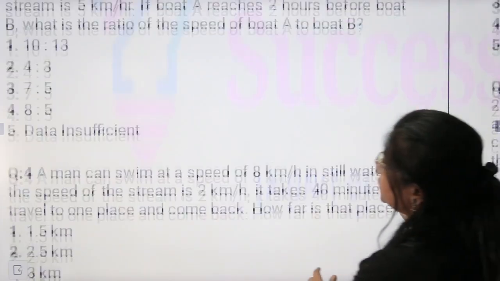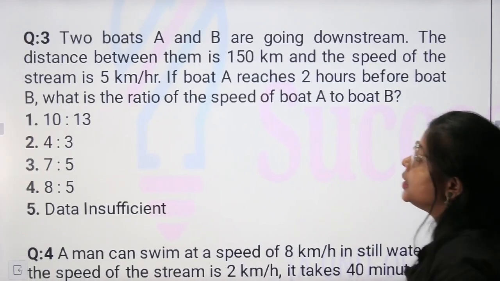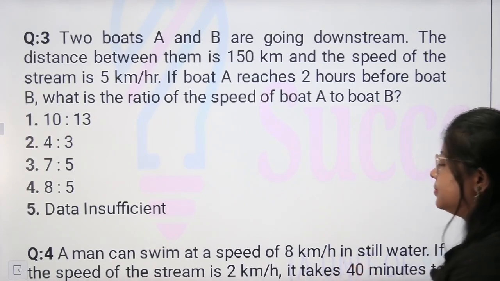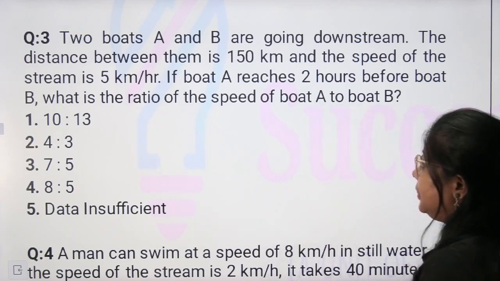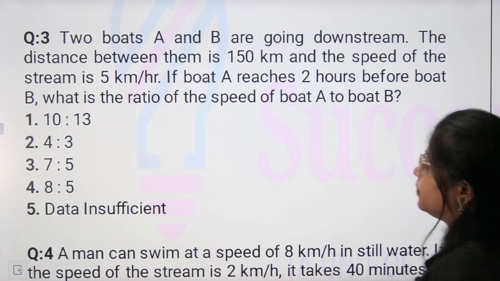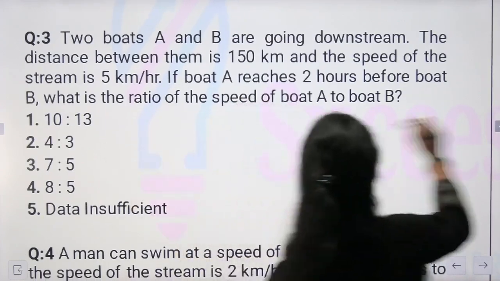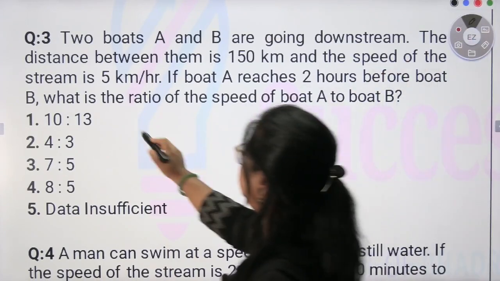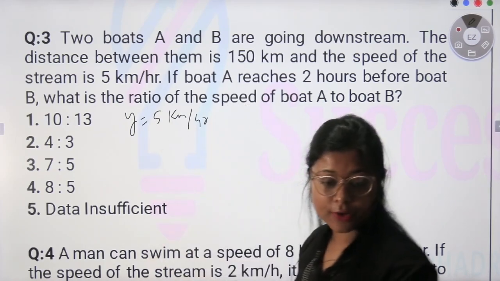So question number 3 is given as: two boats A and B are going downstream. Both are going downstream, and the distance between them is 150 km. You are given the speed of the stream. Let us take the speed of the stream as y. So y is given as 5 km per hour.